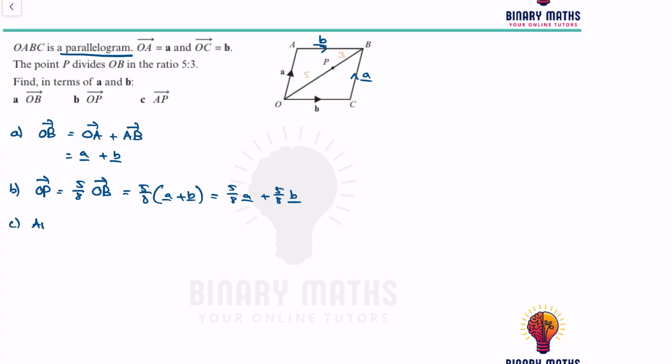C is A to P. To get from A to P, we're doing A to O plus O to P. A to O is just going in the opposite direction of O to A, so it's going to be minus A. And O to P is our answer from part B, so it's going to be 5 over 8A plus 5 over 8B. Minus A plus 5 over 8A is negative 3 over 8A plus the 5 over 8B.